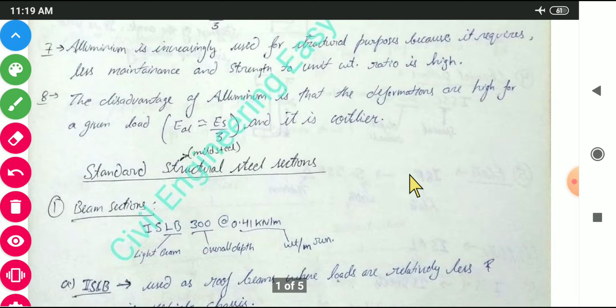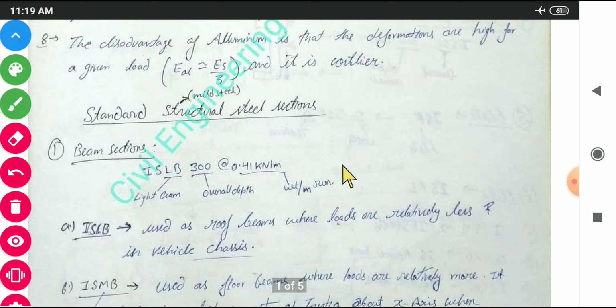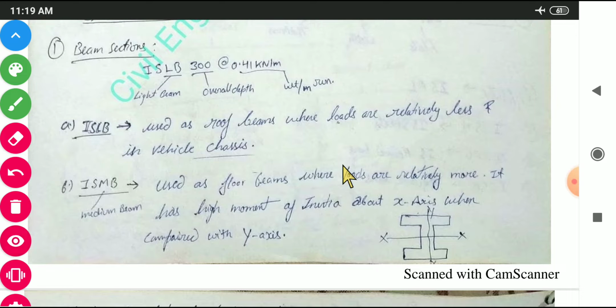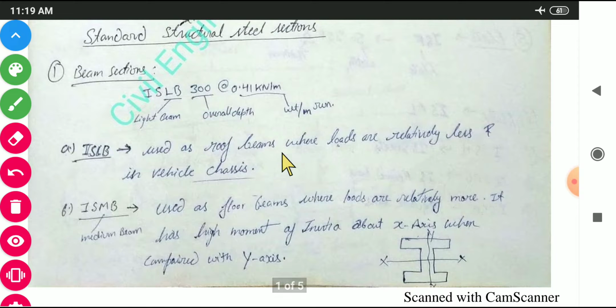Next, we will be discussing standard steel sections. First, we will be discussing the beam sections. In beam sections, we have ISLB and ISMB. What is the use of ISLB? First, how it is notified. It is written as ISLB. LB means light beam, 300 is the overall depth, at the rate of 0.41 kilonewton per meter. Kilonewton per meter means weight per unit meter run.